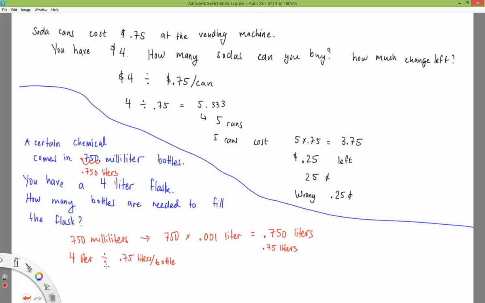4 liters divided by 0.75 liters per bottle. And so this gives me 5.333 bottles. So it will take 5 bottles and a third of another bottle to fill this flask.